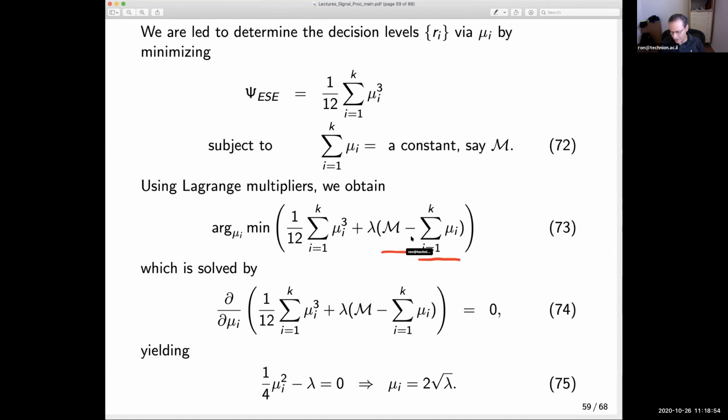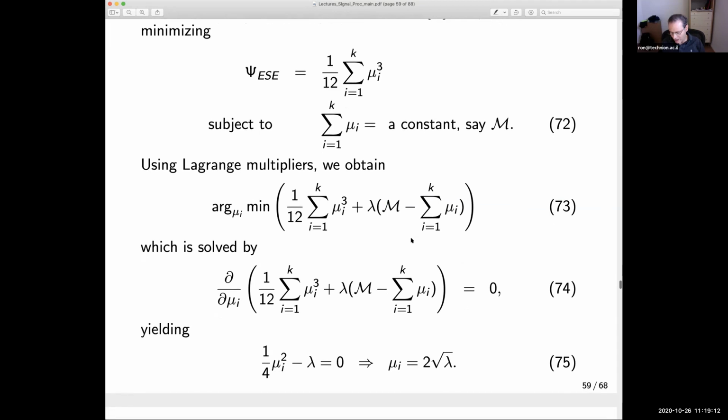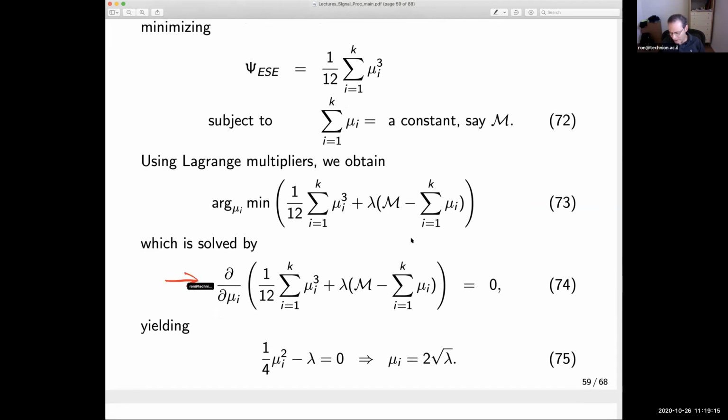And for that, we resort to Lagrange multipliers. Okay, so we add the constraint times a Lagrange multiplier. And what we do is take a derivative with respect to mu_i, which gives me this equation. Okay, so this is how mu_i is related to the Lagrange multiplier.